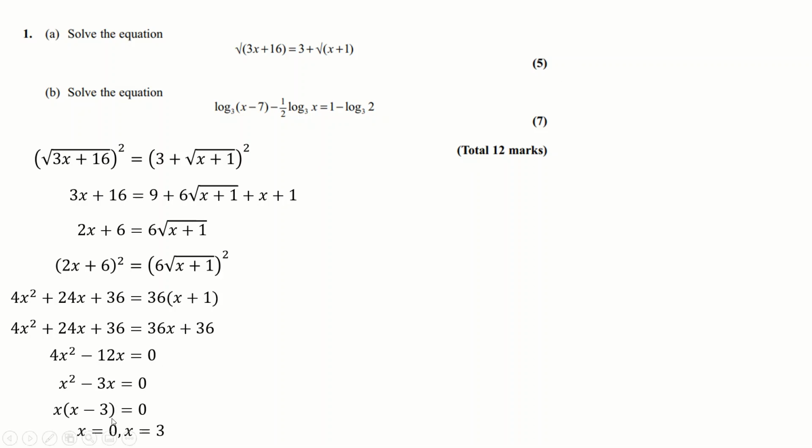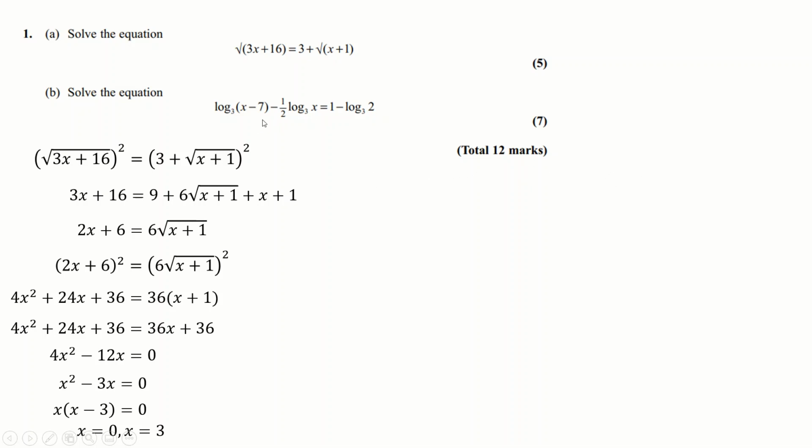Now, the only thing that you do need to do to get the last mark on this question, rather than just finish here, is you need to check that both of these are actually solutions. Because when you do this whole squaring thing, it's very possible to create fake solutions. And if you've practiced this kind of question before, you know what I'm talking about. So just test both solutions. When you put in 0, you get root of 16, which is 4, and 3 plus root of 1, which is also 4, so that's definitely a good solution. When you put in 3, you get 9, root 25, which is 5, and that's going to be 3 plus root 4, which is 3 plus 2, which is also 5. So both those solutions are good.